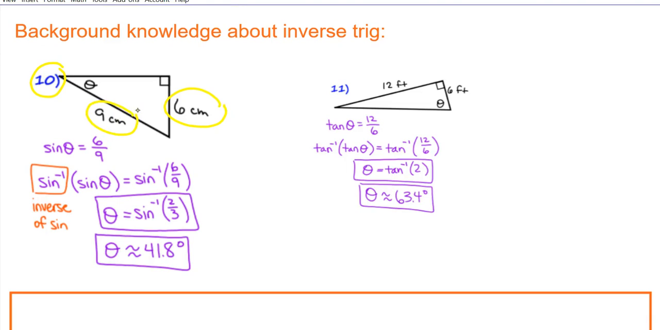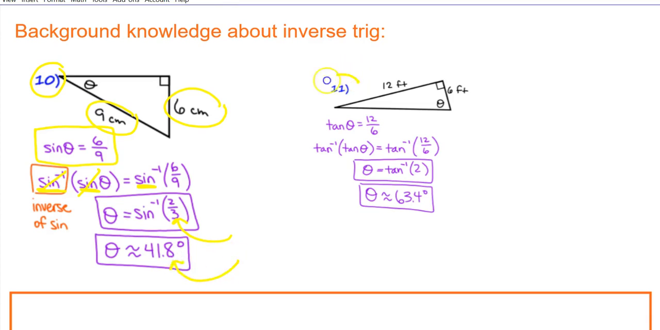So what we did was we set up the equation sine theta equals 6/9, and to undo sine and leave theta by itself, we took the inverse sine of both sides. Inverse sine of the left, inverse sine of the right, so sine and inverse sine canceled, and we just had theta equals inverse sine of 2/3. So look, when you're doing inverse sine, the input is a ratio, the output is the angle.